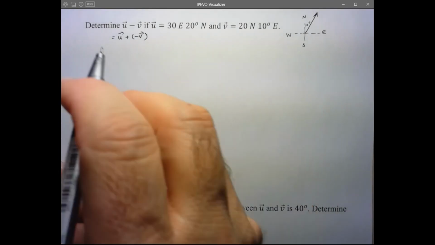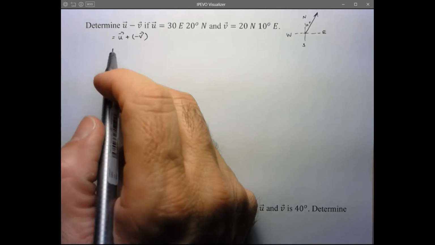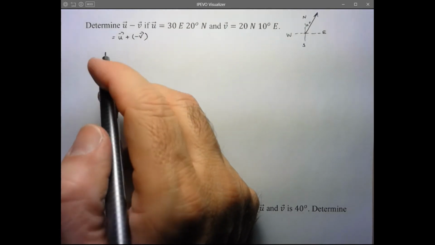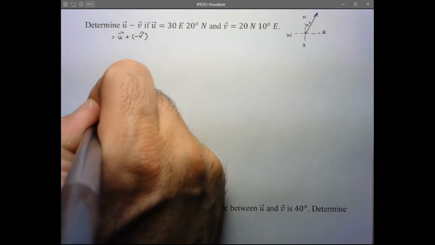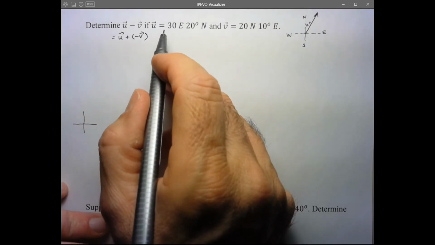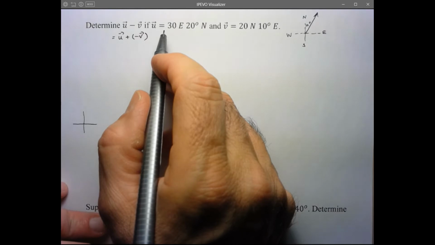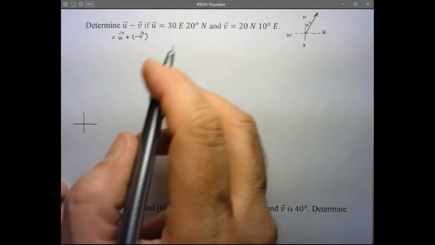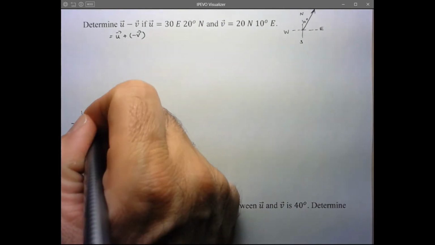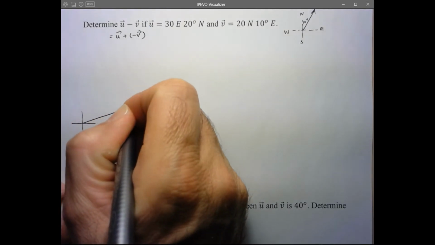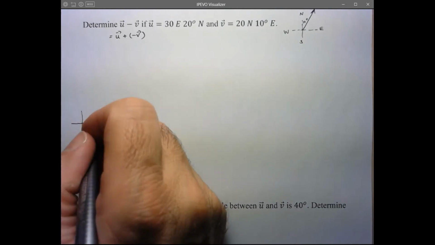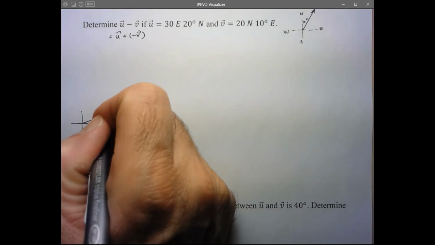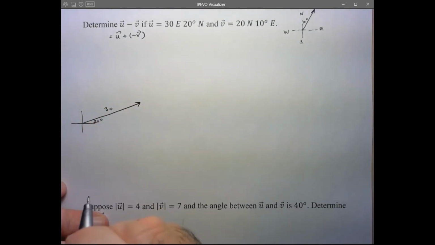All right, so if I want to add these two vectors, I'm going to add them tip to tail. So first I'm going to draw vector u. Okay, so let me create my little cardinal plane here. So vector u is 30 east 20 degrees north, so east 20 degrees towards the north. So there's my vector u. Okay, this is 20 degrees. The magnitude is equal to 30.